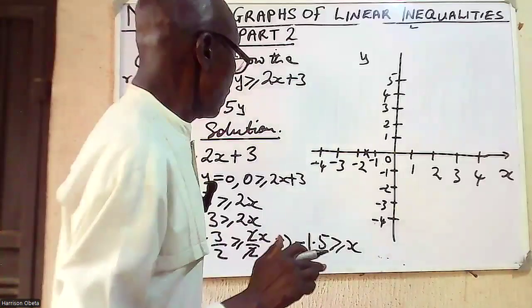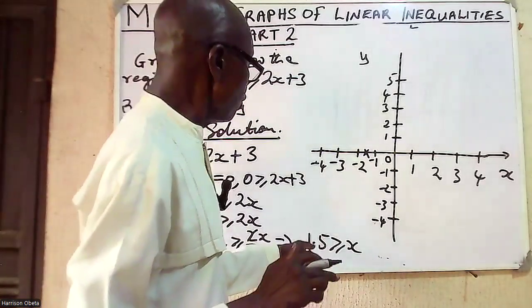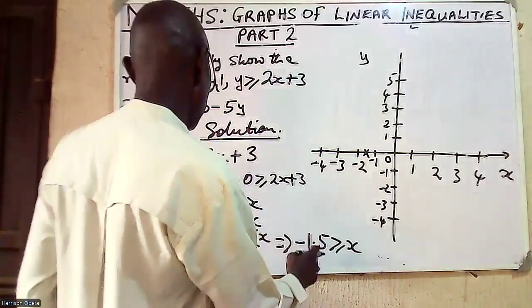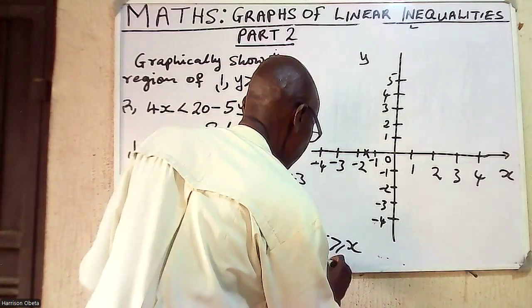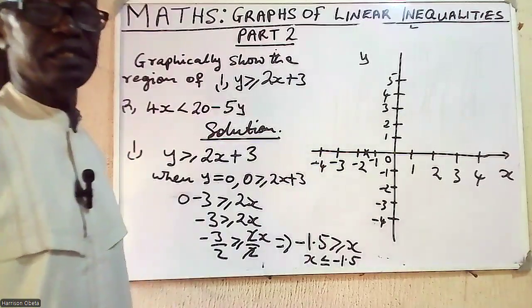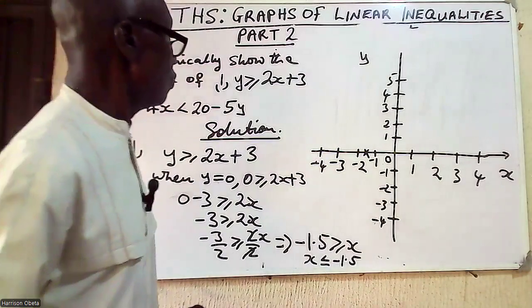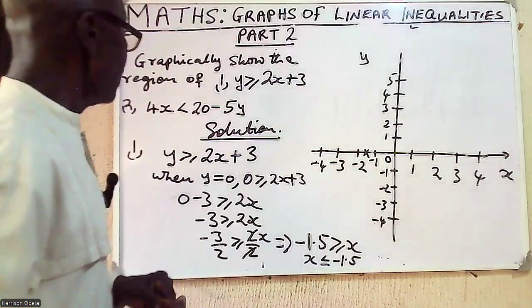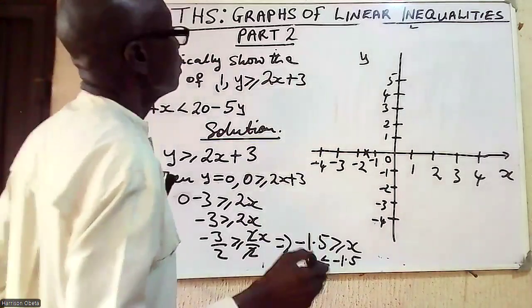That means the values of x will not go beyond this. Remember that this can also be written as x is less than or equal to minus 1.5. It's another way of expressing it; these two things are the same. So we have indicated that. We are now going over to when x equal to 0.